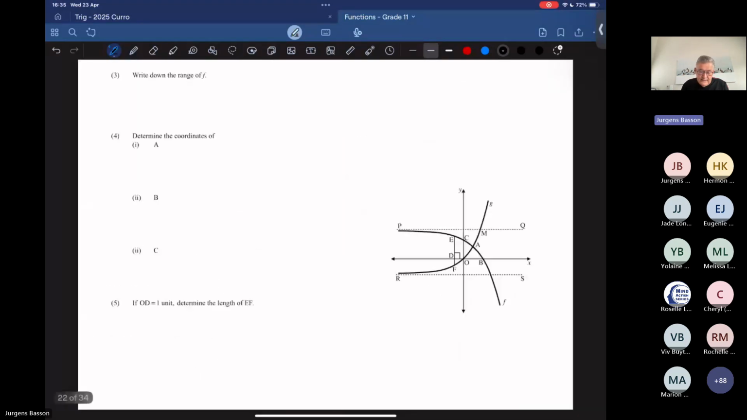Then they ask us for the range of f, the range, that is the y values. So do you agree 4 is the maximum and it goes to negative infinity? So we will say y is less than 4, where y is an element of the real numbers. We don't include the 4, because it's an asymptote. We can write it in interval notation as well, where we say it is negative infinity up to 4, both open brackets.